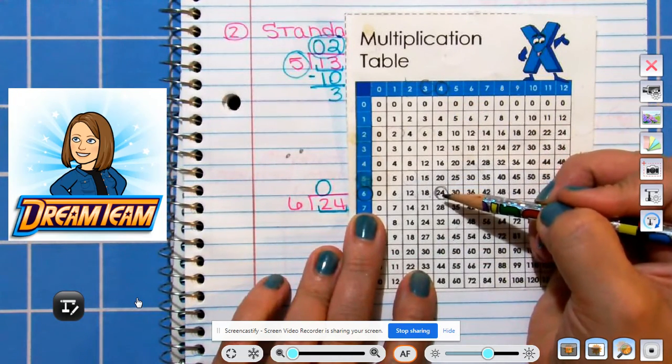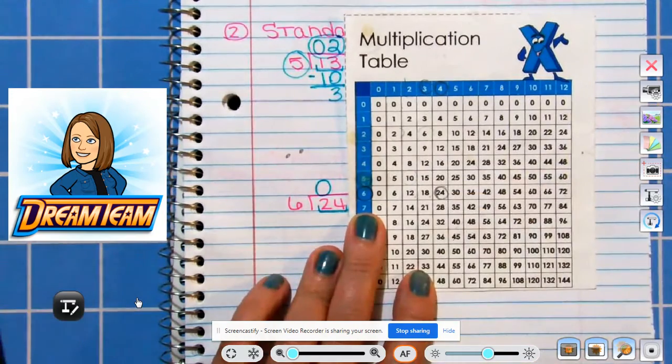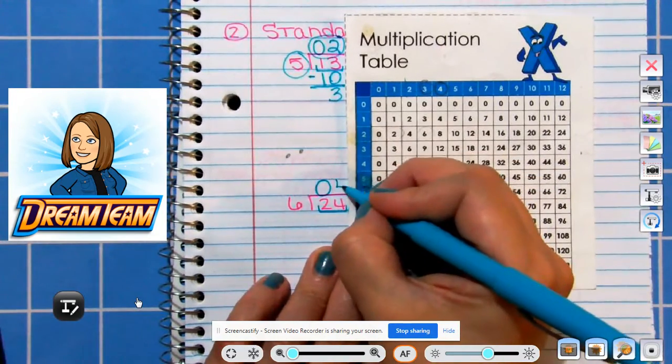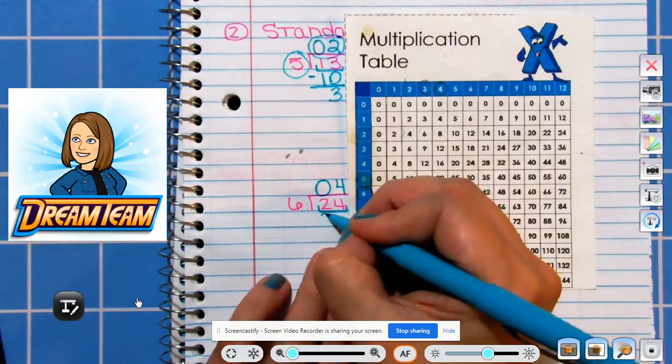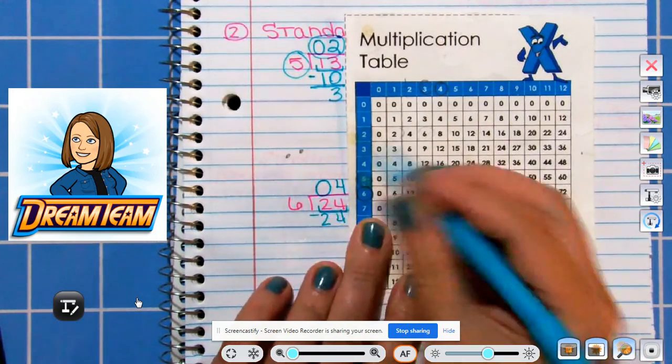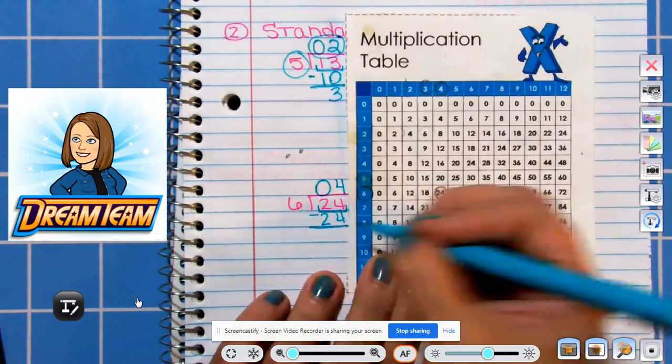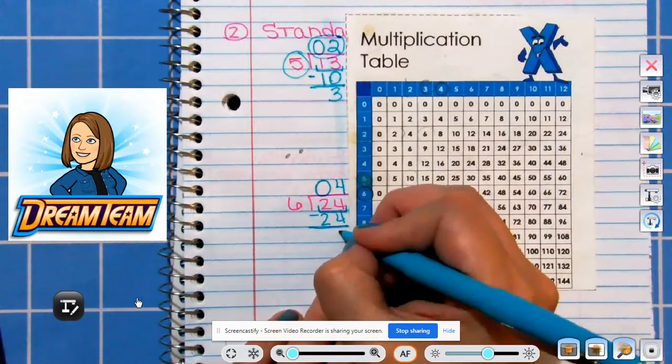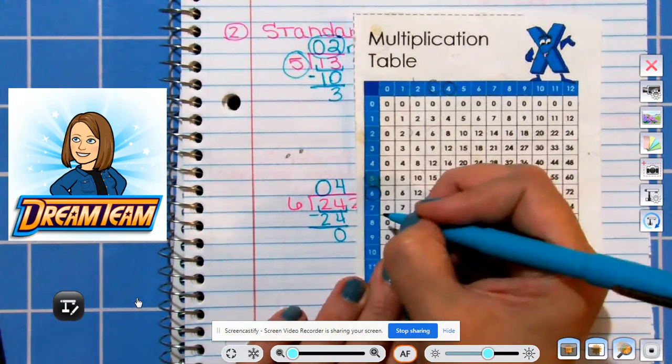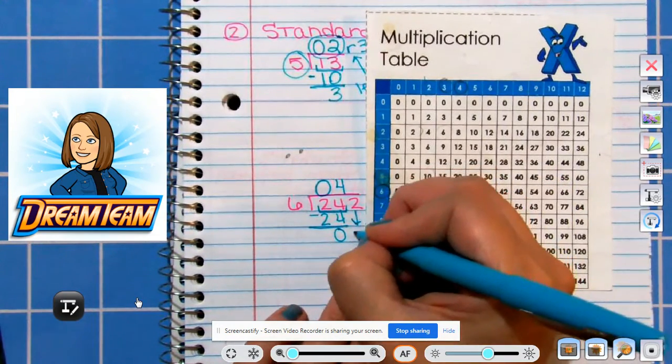And 4 groups of 6 is 24. When you subtract 24, subtract 24, that's 0. And now we're ready to bring down this last digit.